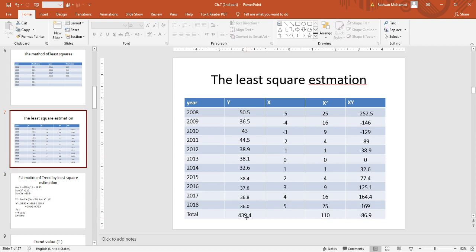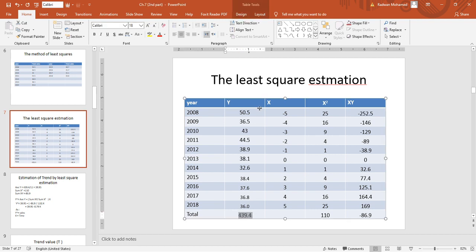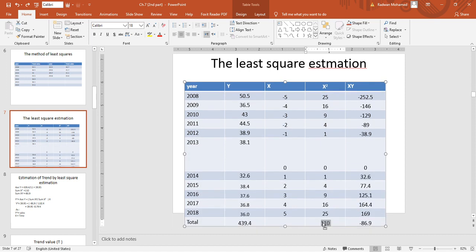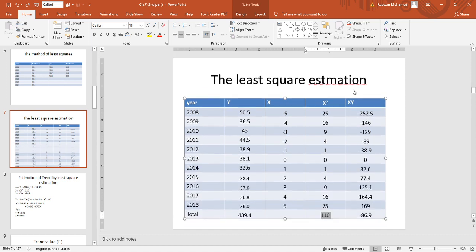Put on your consideration, this is not the total. This is the average. This is the total. This is x squared, the total is 110. If you sum these values, it will give you 110. And do another summation for x multiplied by y. If you sum this value, it will give you negative 86.9.